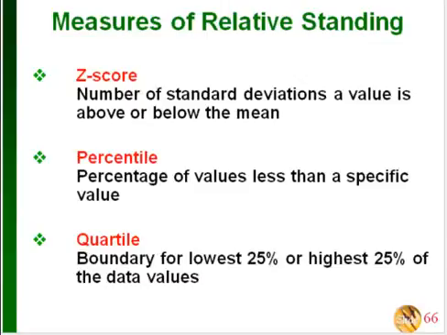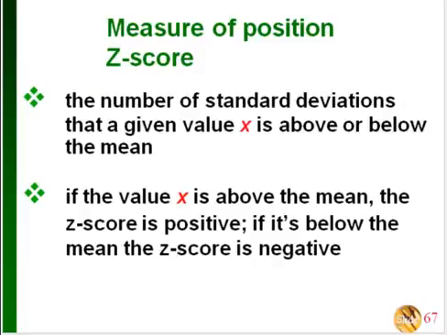And a quartile, which is just a special case of a percentile. So a measure of position, a z-score. This is the number of standard deviations that a given value x is either above or below the mean. If the value is above the mean, then the z-score will be positive. If it's below the mean, the z-score will be negative.